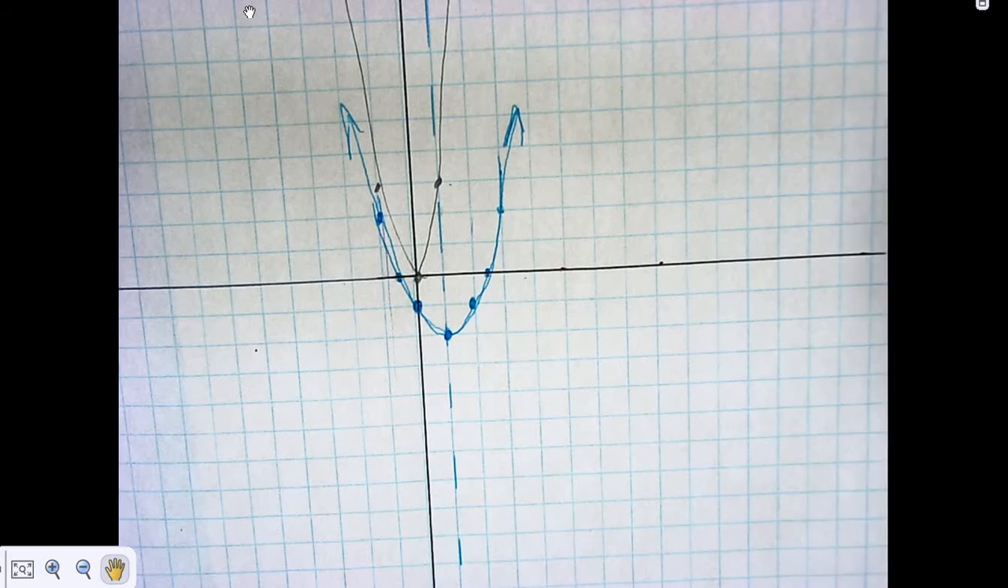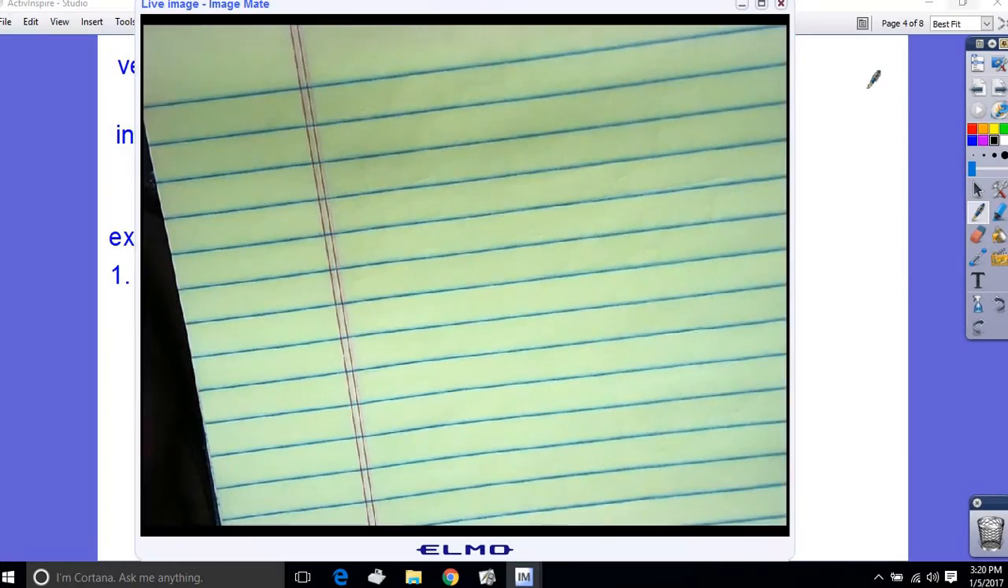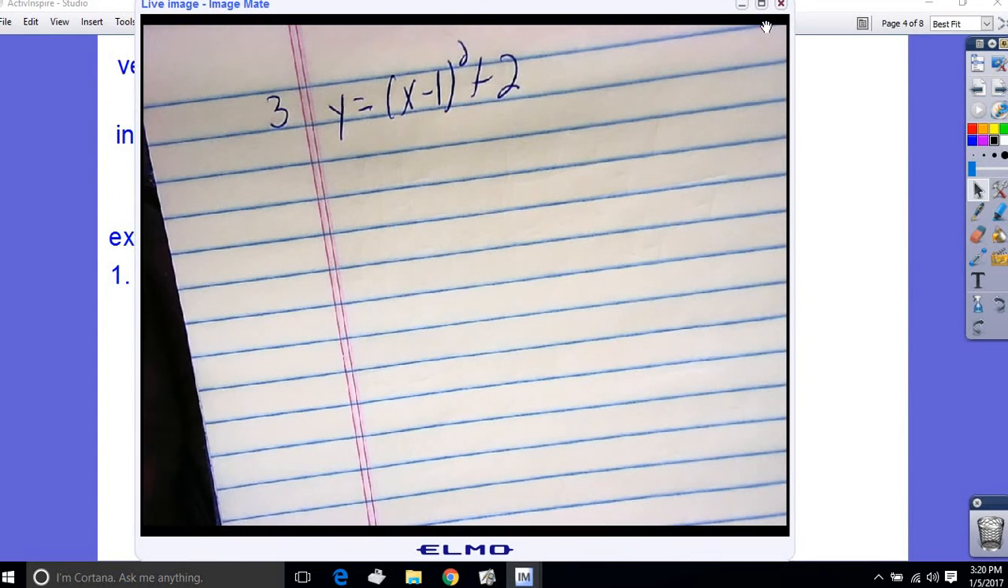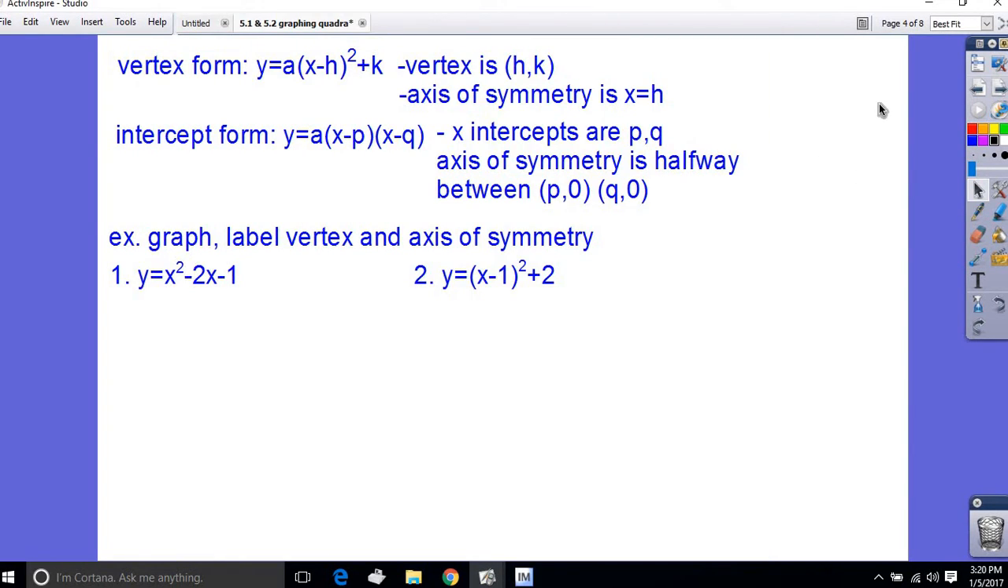All right, let's try one more. And one more is going to come from number 2 here in the notes. Okay, let's talk about graphing this one. And again, I'm not going to use the table on this one. Keep in mind this right here.